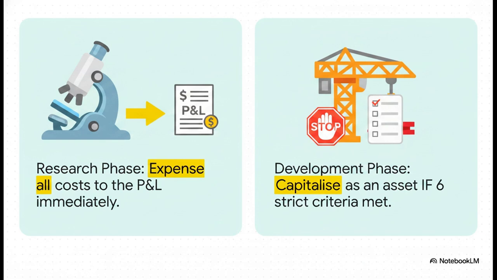Well, you can capitalize those costs as an asset, but only if 6 strict criteria are met. There's another huge exam trap here. Students love to automatically capitalize development costs the exact moment a project moves past research. You can't do that. You must verify all criteria, things like technical feasibility, intention to complete, and probable future economic benefits, before a single dollar gets capitalized.